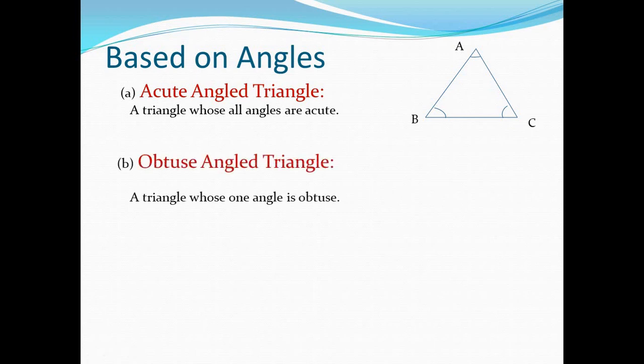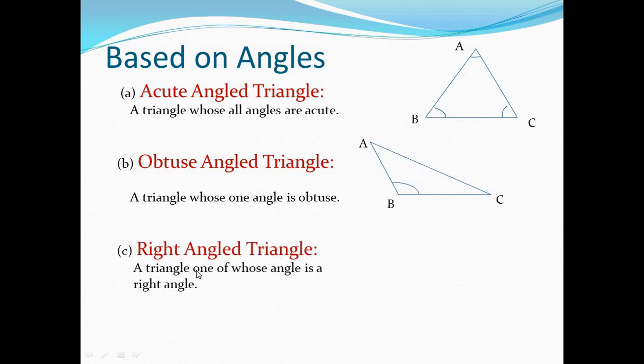Next one is the obtuse angle triangle. It is a triangle in which one angle is obtuse. Obtuse means what? More than 90 degrees, less than 180 degrees. So in this triangle ABC, angle B is more than 90 degrees. Such types of triangles are called obtuse angle triangles.